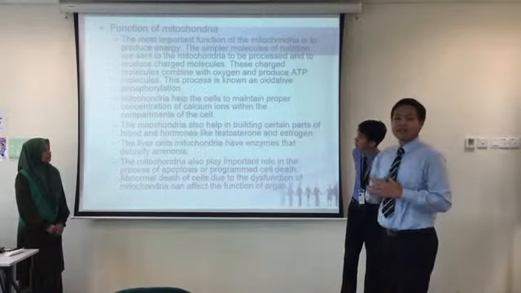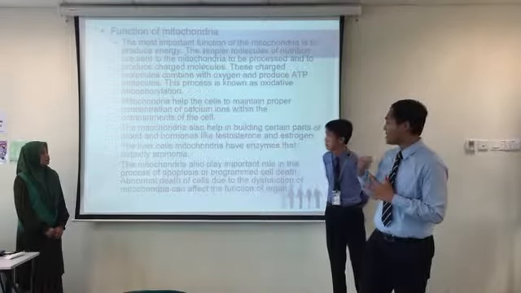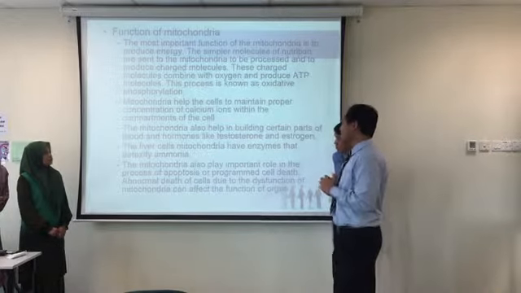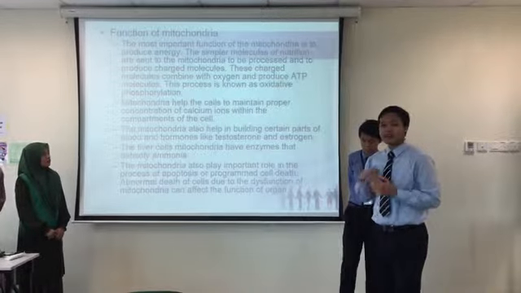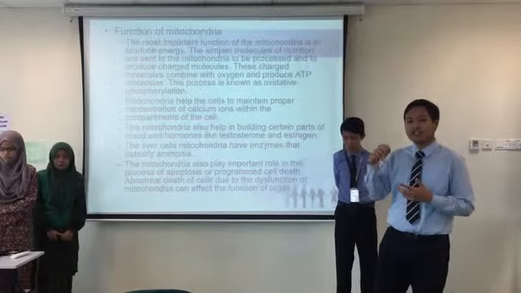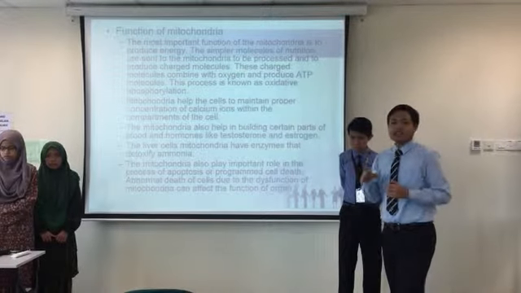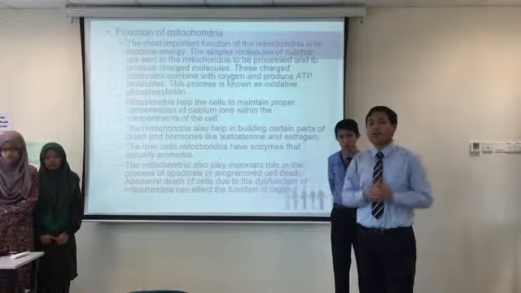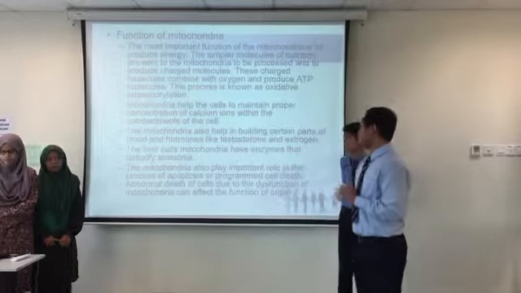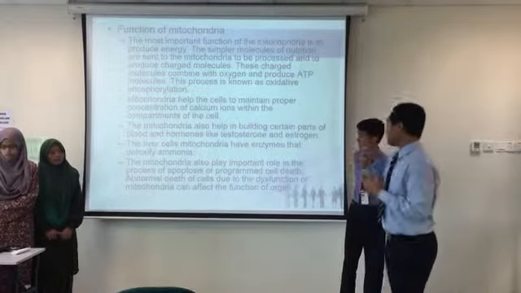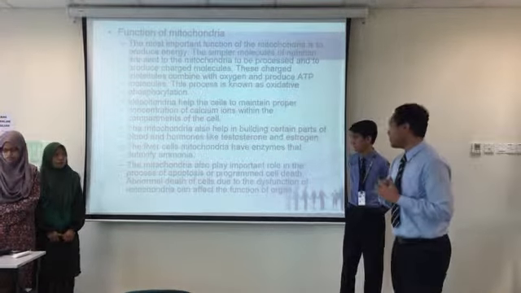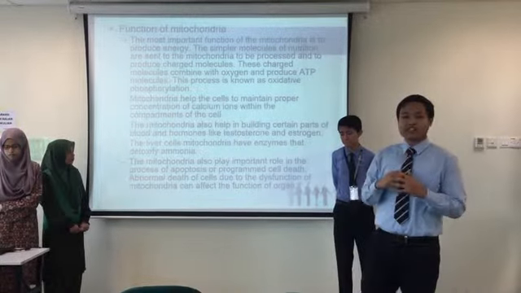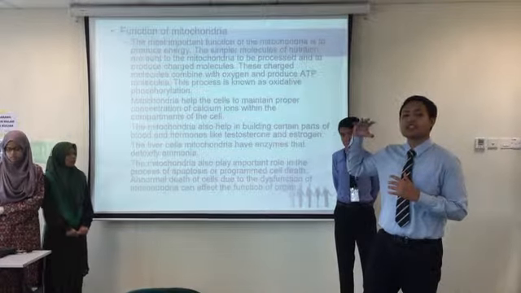Next, mitochondria help the cell to maintain the proper concentration of certain ions within the compartments of the cell. The mitochondria also help in building certain parts of the blood and hormones like estrogen and testosterone. In the liver, the mitochondria also have an enzyme that helps to detoxify ammonia. Lastly, the mitochondria also play an important part in the process of apoptosis, or programmed cell death, such that abnormal death of cells due to dysfunction of the mitochondria can affect the organ.